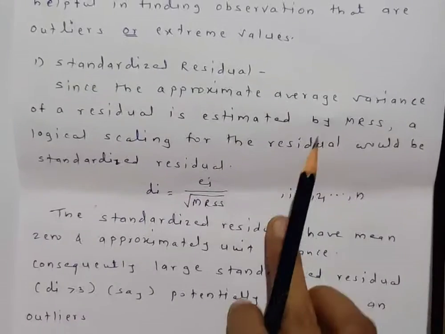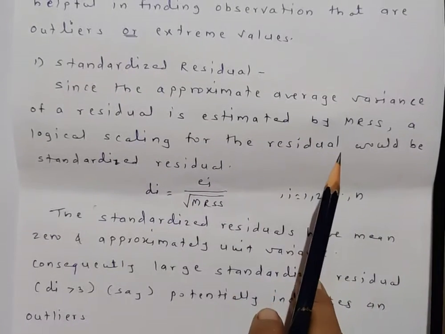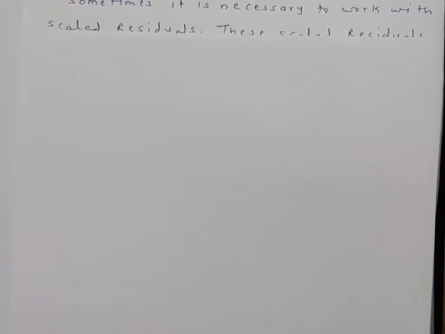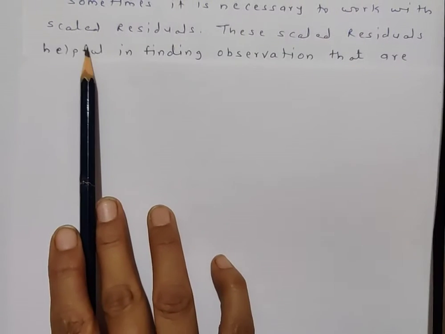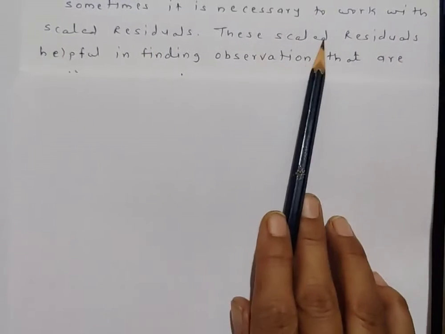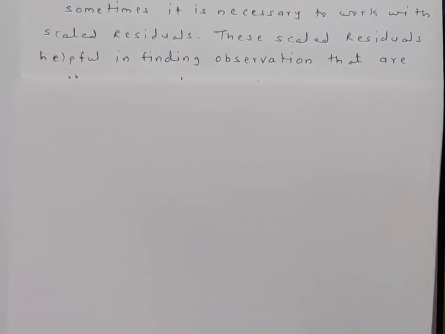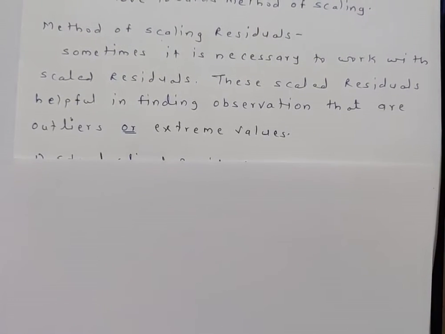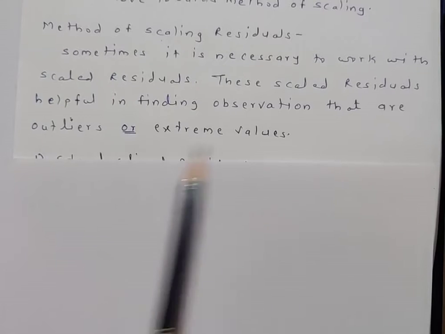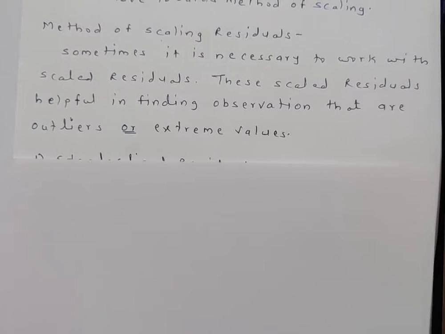Now we move towards methods of scaling. In methods of scaling, we have some methods such as the standardized residual, the studentized residual, then the PRESS residual. Sometimes it is necessary to work with scaled residuals. These scaled residuals are helpful in finding observations that are outliers or extreme values.